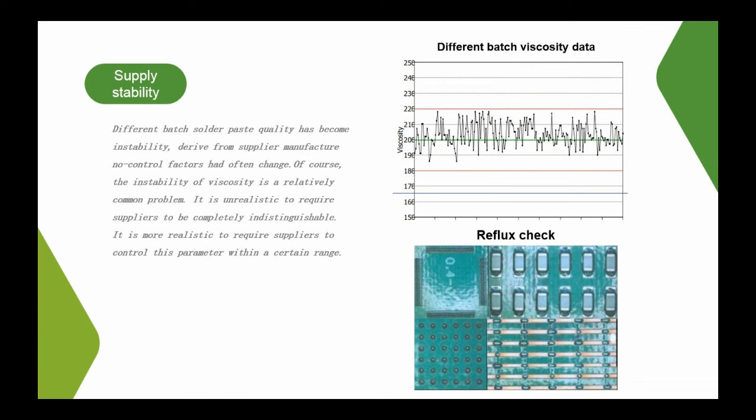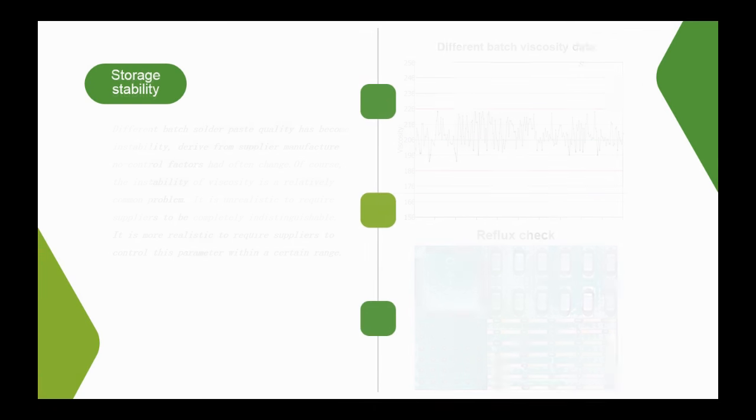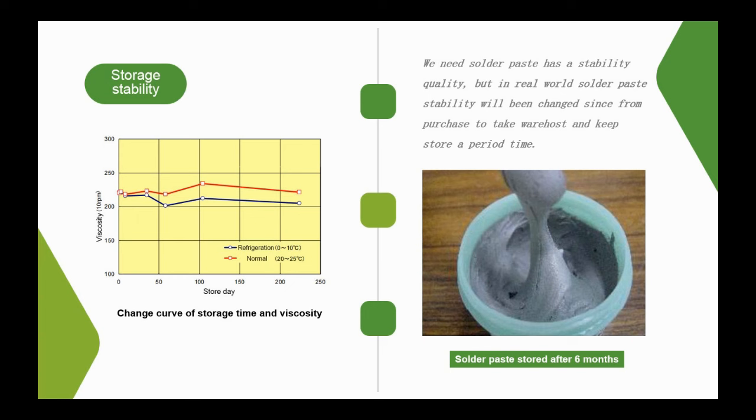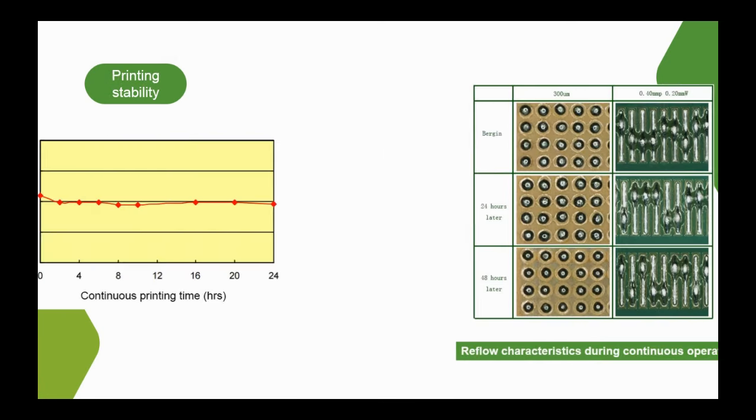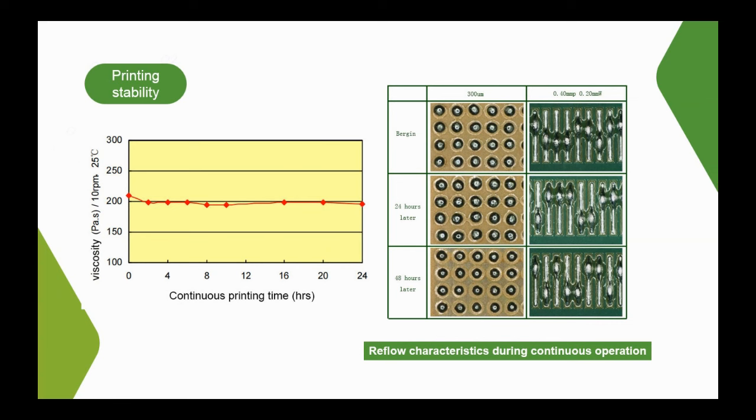It is unrealistic to require supplies to be completely indistinguishable. It is more realistic to require supplies to control this parameter within a certain range. Storage stability. We need solder paste to have good storage quality, but in the real world, solder paste stability will change from purchase to taking it into the warehouse and keeping it in store for a period of time. Plating stability. In the actual production process, the performance of reflow is also very important, which has a greater impact on quality. Soldering final effect.